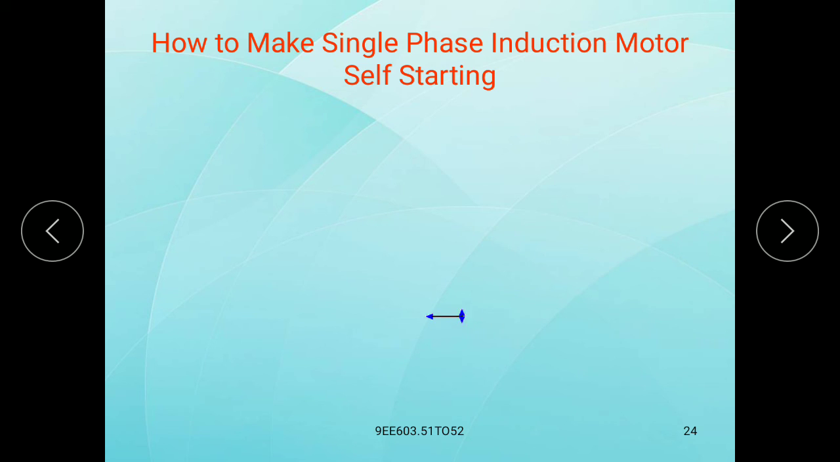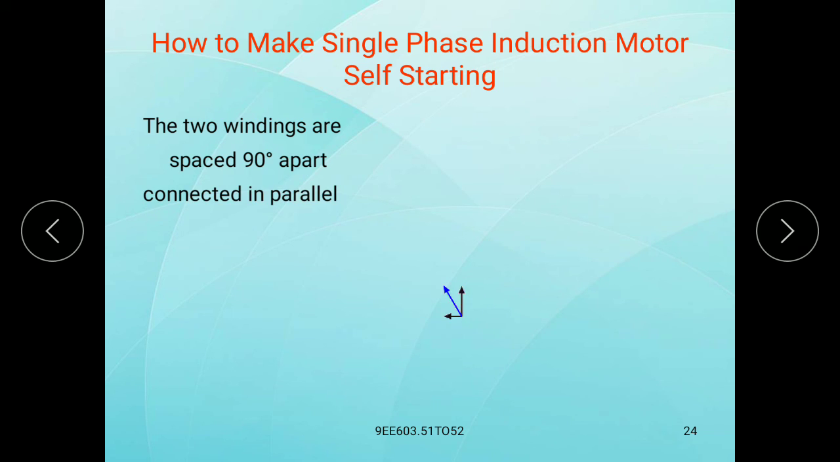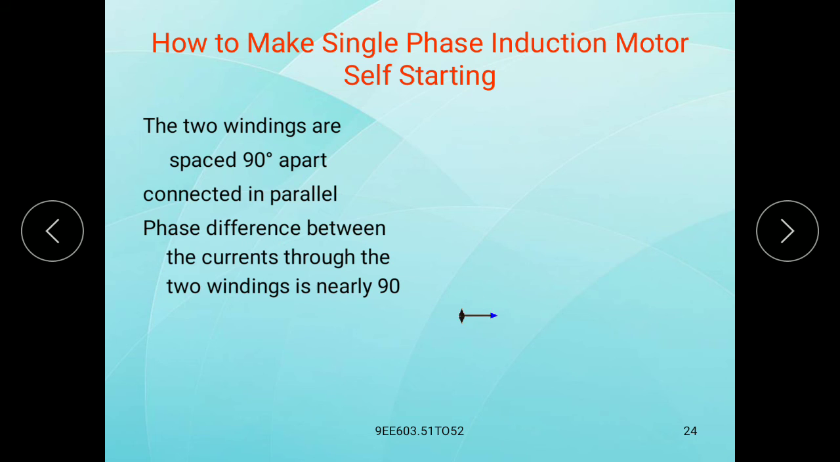So how to make a single phase induction motor self starting? The two windings are spaced 90 degrees apart and connected in parallel. The phase difference between the currents through the two windings is nearly 90 degrees. Then a rotating magnetic field is developed. See here how the phase difference is between the two phases, and how the rotating magnetic field develops in this phasor diagram.